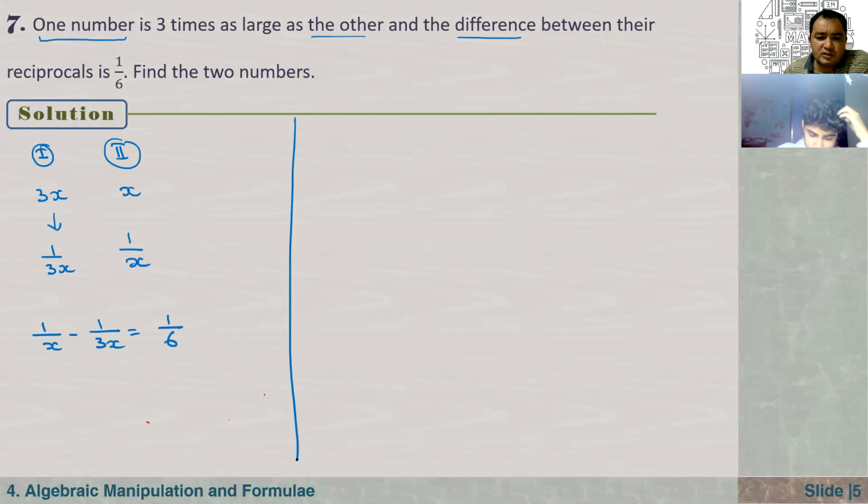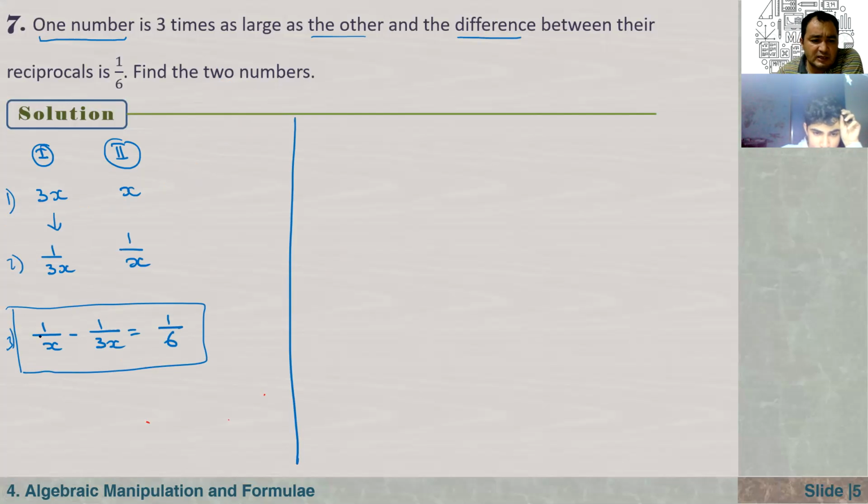So now here the question is, find the two numbers. That means that if we know the value of x, I can actually write the values of both numbers. So that is our equation. That's the most important thing. The one number is 3 times as large as the second number, so that is the first row. And the reciprocals of these numbers are these. And the difference between the reciprocals is 1 over 6.